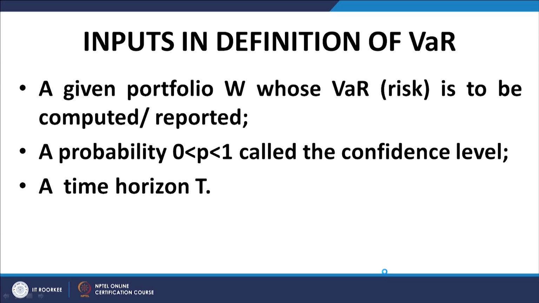What are the inputs that go into value at risk? Well, the fundamental inputs are: number one, the portfolio, obviously, the portfolio about which you are worried, whose value at risk is to be computed. Number two, there is a probability, it is called the confidence level. That constitutes a very important input into the value at risk. And the third is the time horizon. Over what period are you worried about the loss distribution of your portfolio?